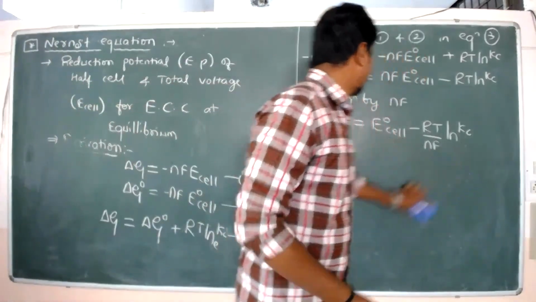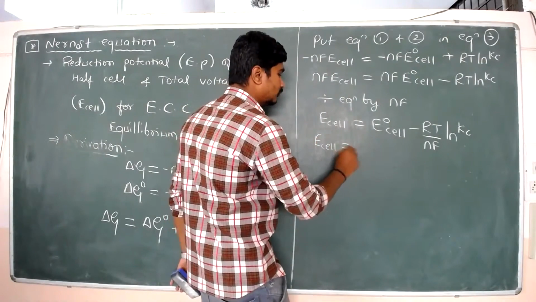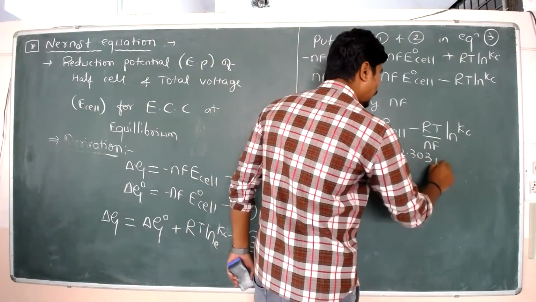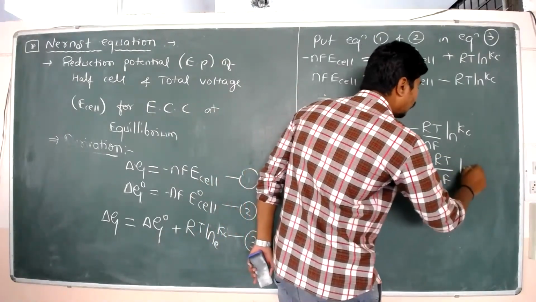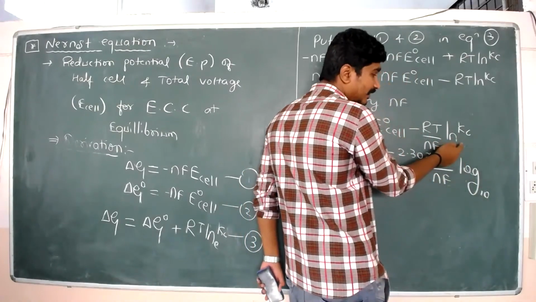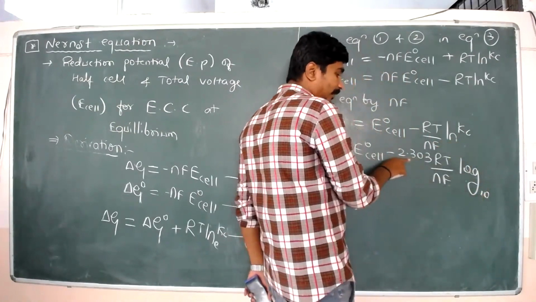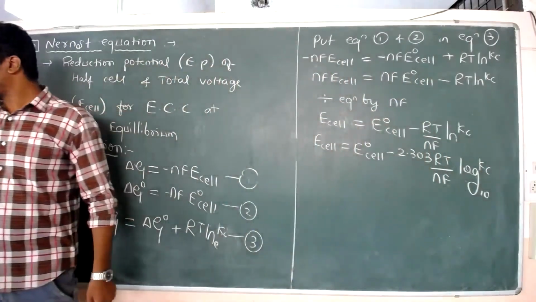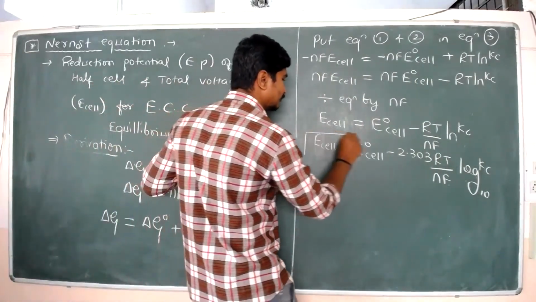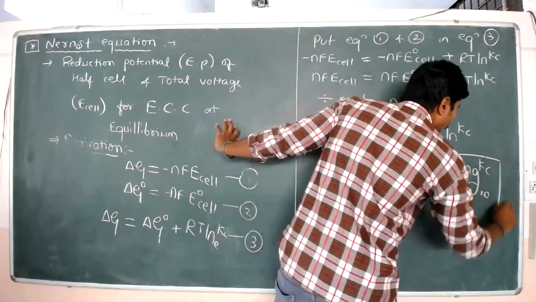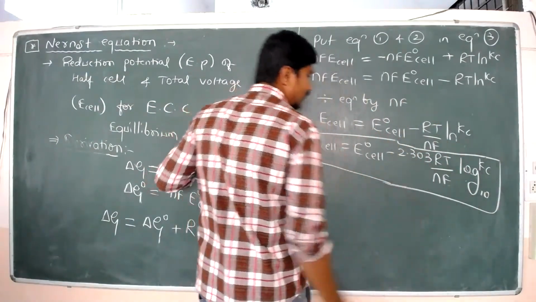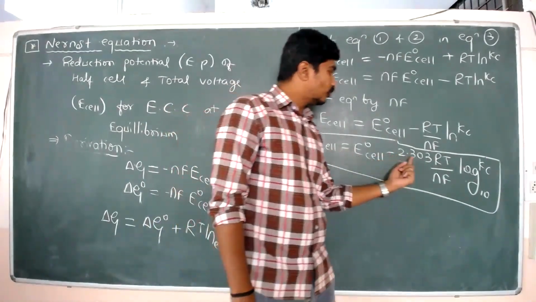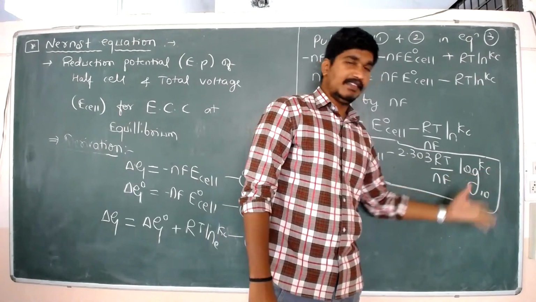E cell is equal to E naught of cell minus, I am writing, 2.303 into RT by nF, now it will become log 10, since base e is converted into base 10 by multiplying 2.303, into Kc. This equation is called what? The Nernst equation. Now, E cell is equal to E naught cell minus 2.303 RT by nF log10 Kc.